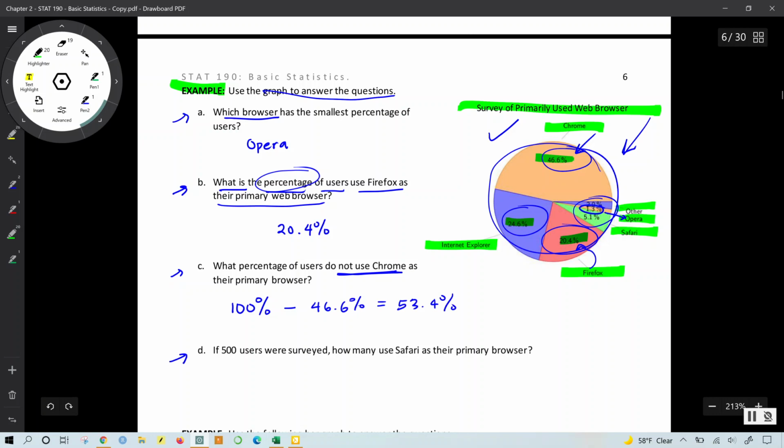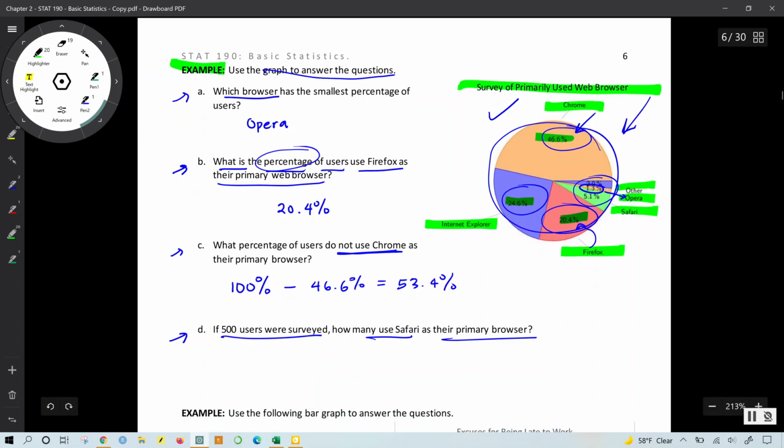Question D. If 500 users were surveyed, how many use Safari as their primary browser? Well, if 500 users were surveyed total, let's say the number of Safari users would be 5.1% of the total of 500.